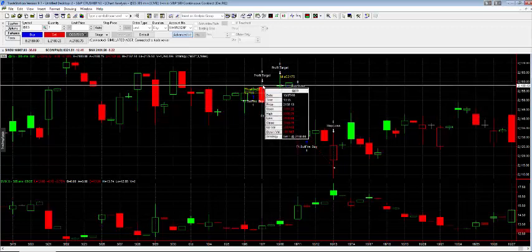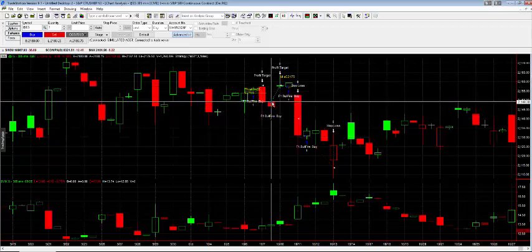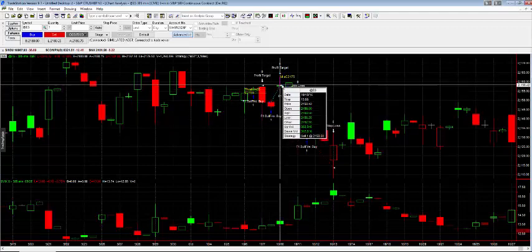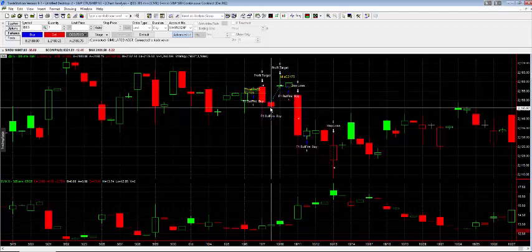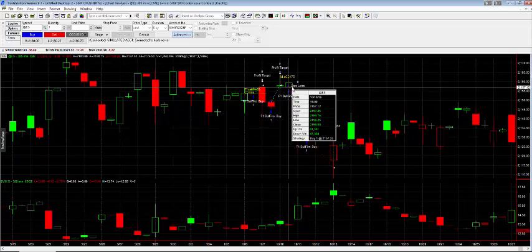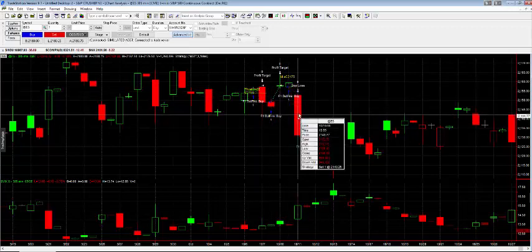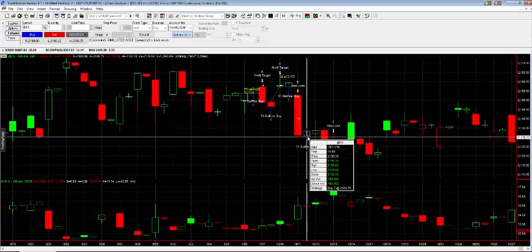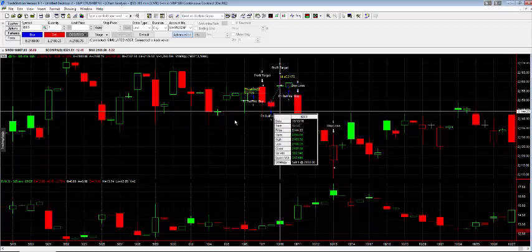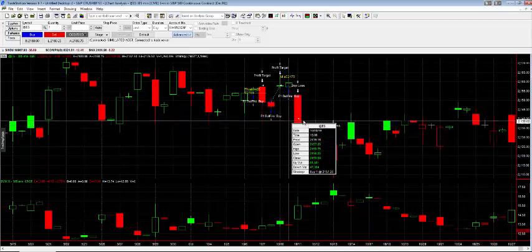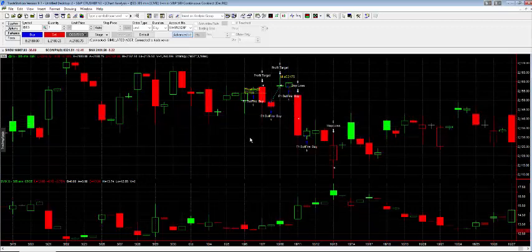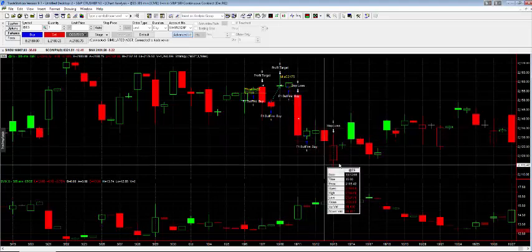Then it got back in right here on the 6th of October. It got out when it hit its target the next day. Jumped right back in on the 7th, hit its target on this big gap up. And it got back in on the 10th and then got stopped out. Jumped right back in on the 11th and got stopped out again. So you can see as the market was going sideways, it did kind of okay, but then as the market rolled over, it got stopped out.